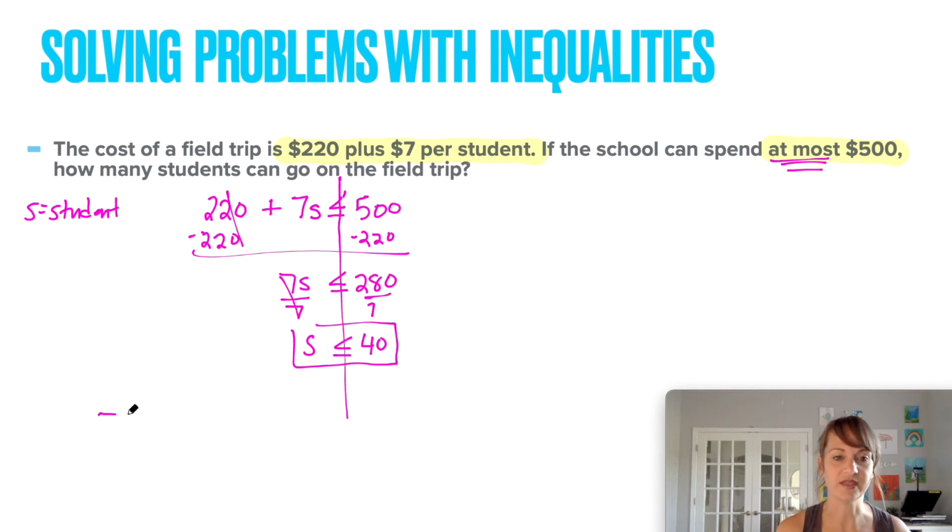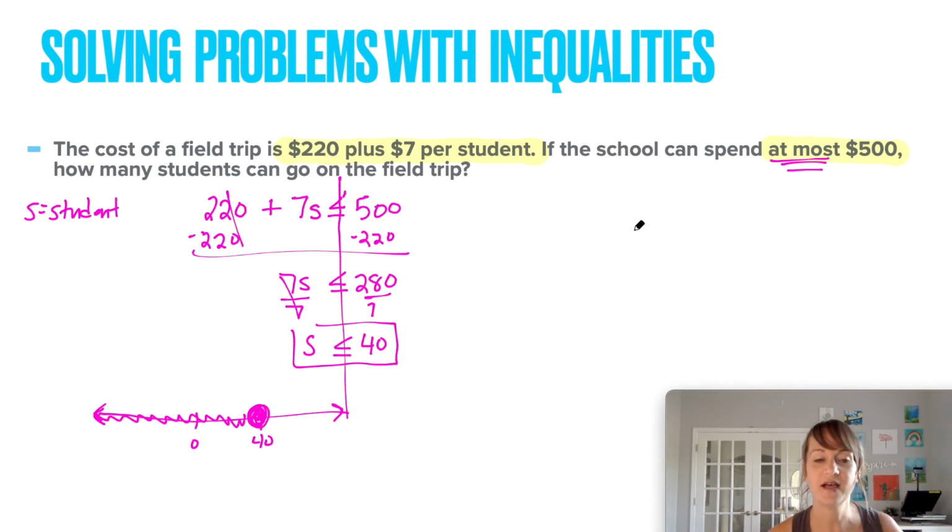But if you think about this, in a number line, there is 40, there is 0. In a number line, it's saying that there could be 40 students, or it could be anything less than 40 students. However, you cannot have a negative student. So there is a parameter that will stop. So the final answer is it can be 0 students. I guess technically no students could go.